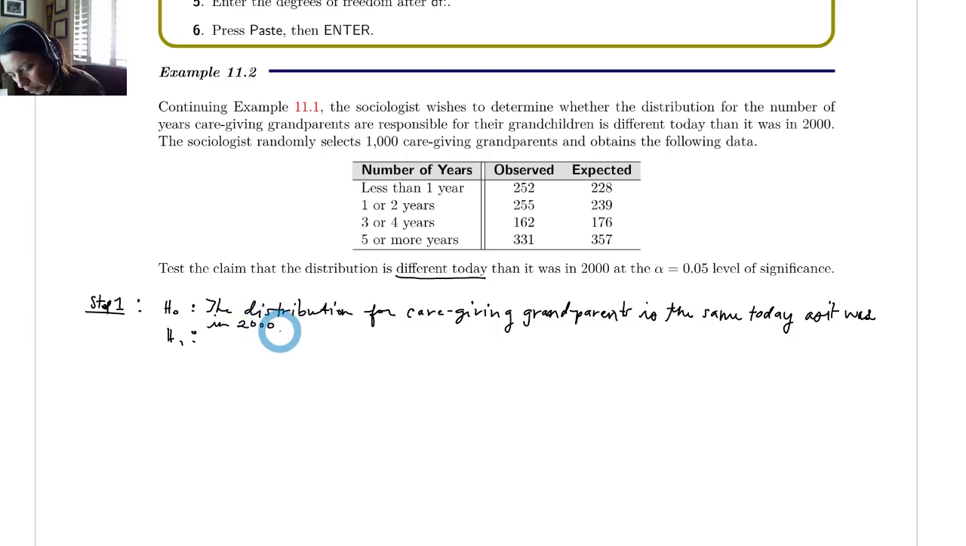And the null would be that the distribution is different today.